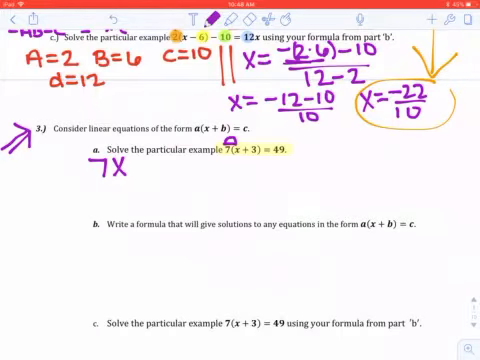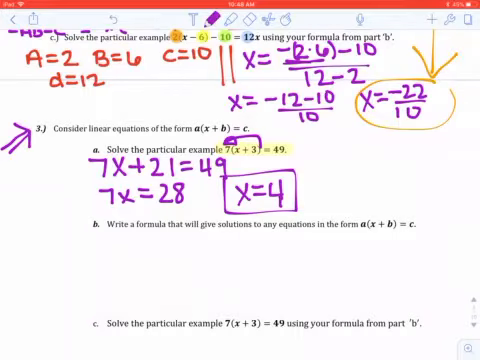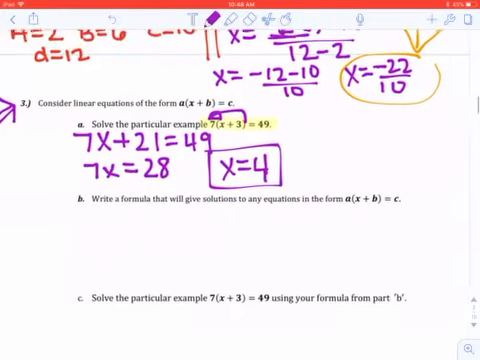So 7 times x and 7 times 3. And that equals 49. To solve for x, take away 21 from both sides, and that will give us 28. Divide both sides by 7, and you get x is equal to 4. Okay, so now, B, write a formula to give any solution.